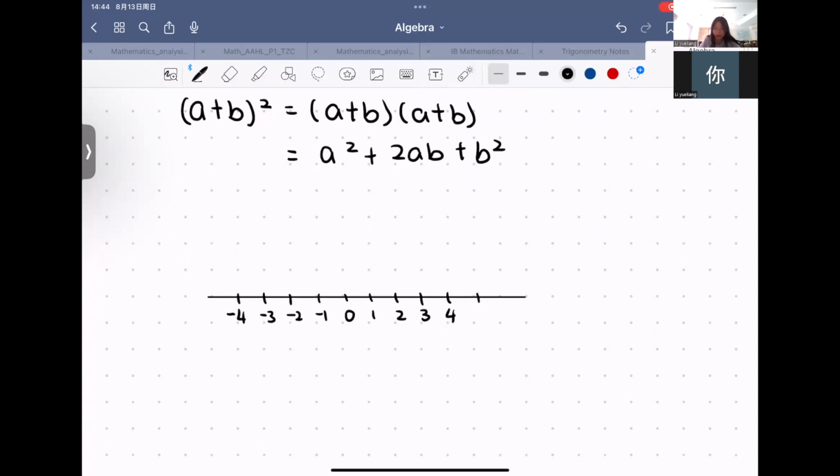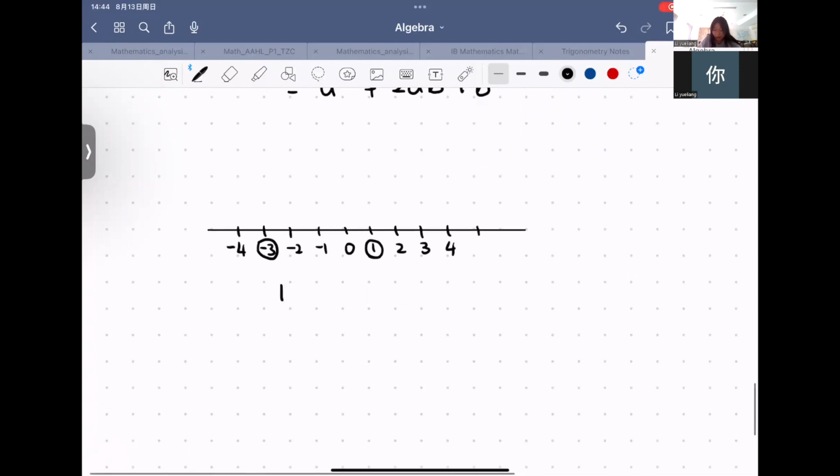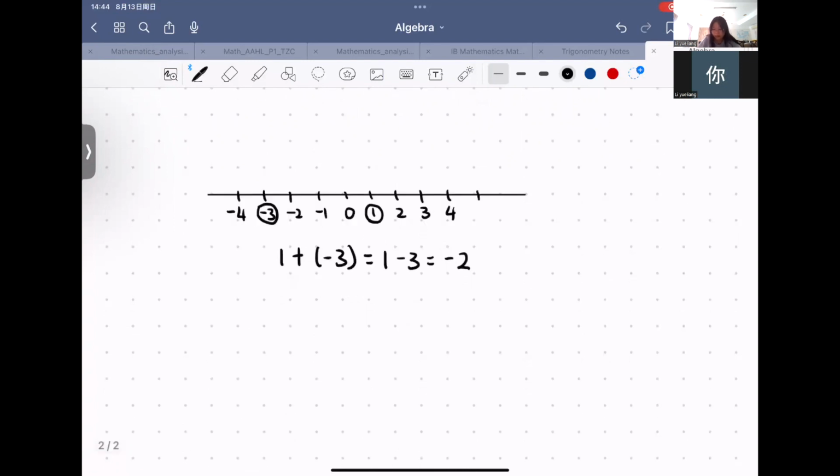Basically, if we have a positive number with a negative number, and we want to add it, what we do is 1 plus negative 3. So it equals 1 minus 3, which equals negative 2. But if we have something like 1 minus negative 3, then the minus and the minus together here is going to be 1 plus 3. So what we have is going to be 4.